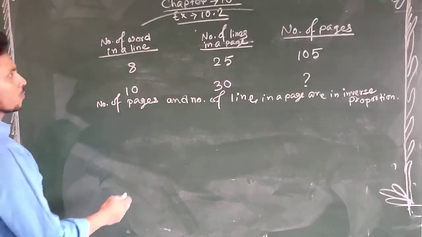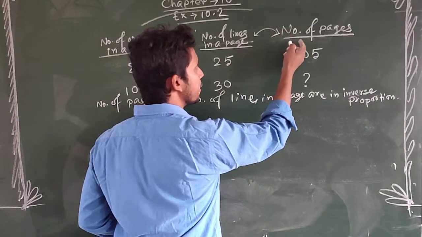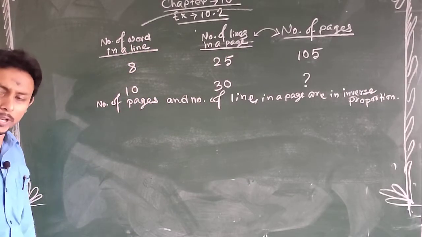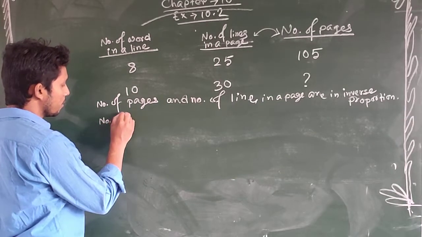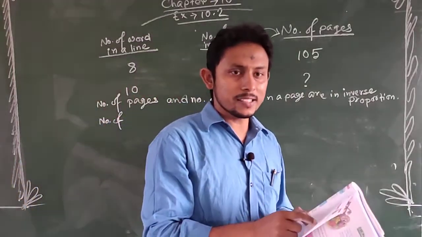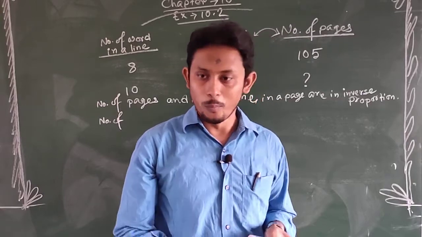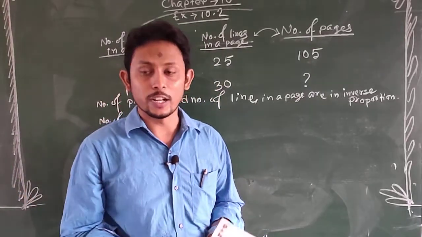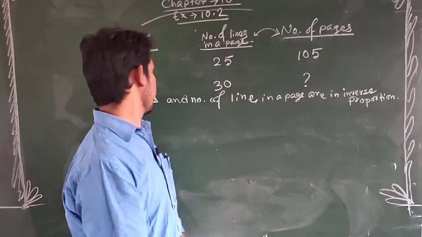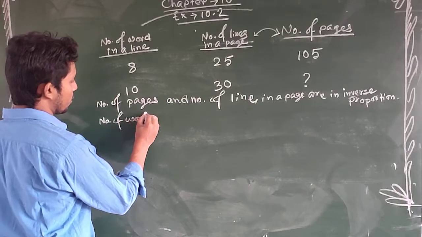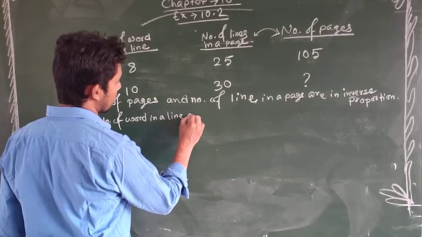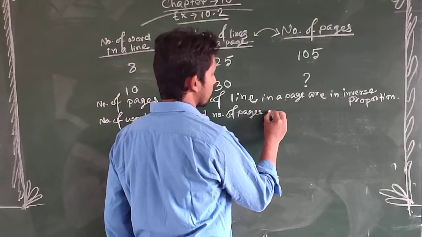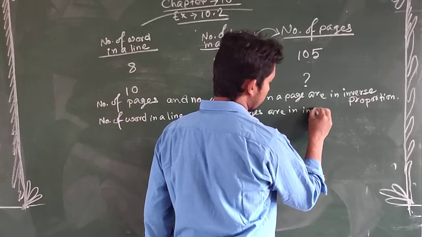Now next, we have found these two relations. Now we need to find the relation of the number of pages with the first one, that is the number of words in a line. Here it is also an inverse relation. Why? Because if the number of words increases in a line, that means in a page we can write more words, that means there can be more lines. If there can be more lines, the total number of pages of the book will be decreased. So the number of words in a line and the number of pages are in inverse proportion.